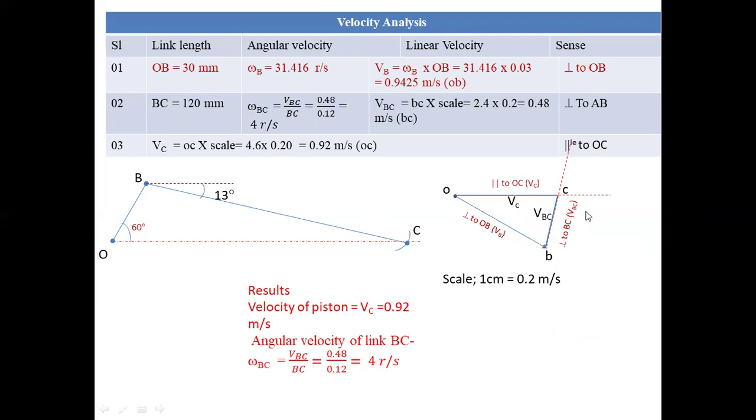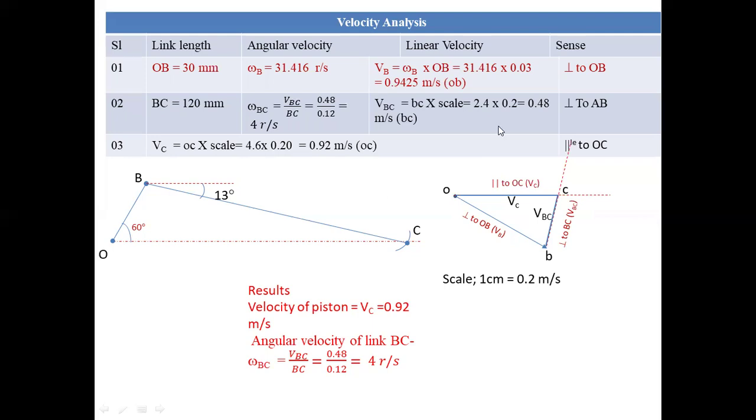This will be the velocity of CB. This will be the velocity of C with respect to O. So in this way, we can calculate the velocity of BC, or CB we can say, by taking the scale. This distance is around 2.4 centimeter, so 2.4 into scale 0.2, it is 0.48 meter per second. And the velocity of C with respect to O is 4.6 into 0.2 scale, which will be 0.92 meter per second.